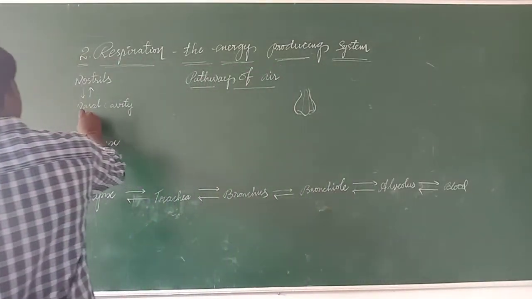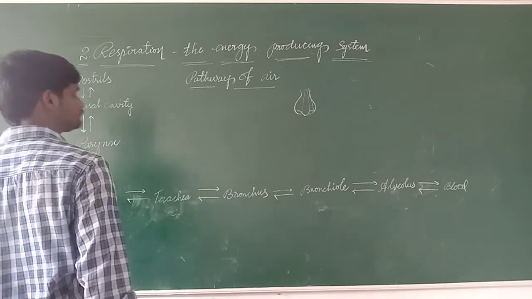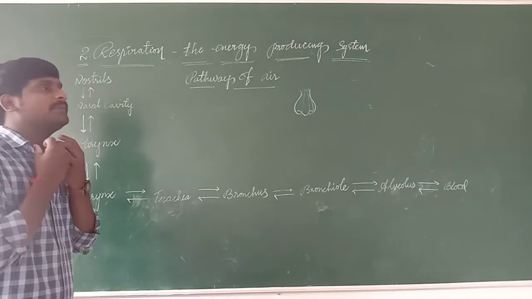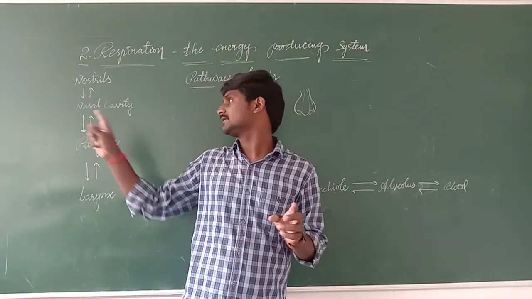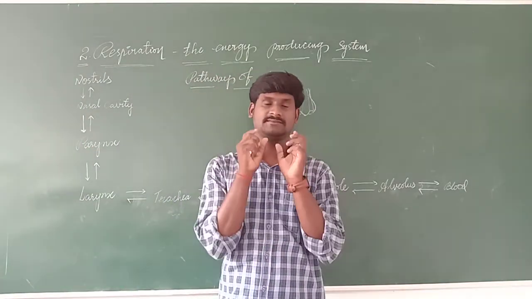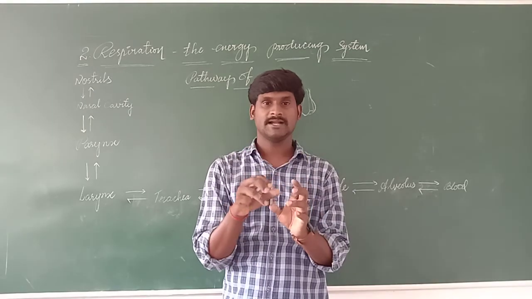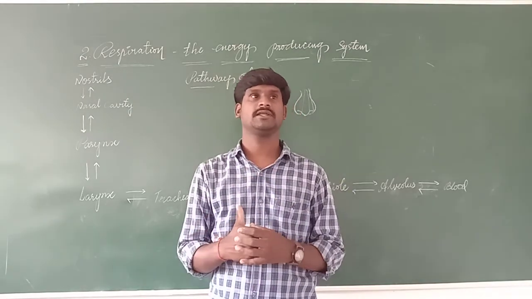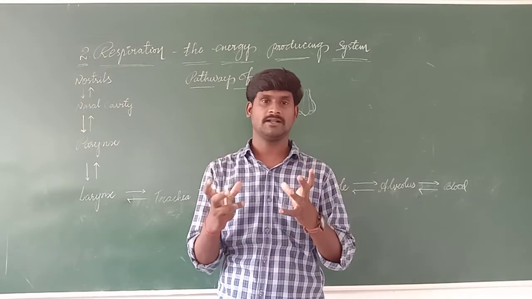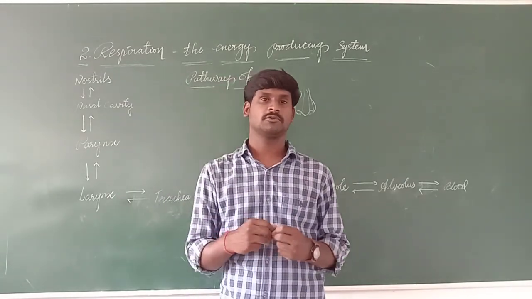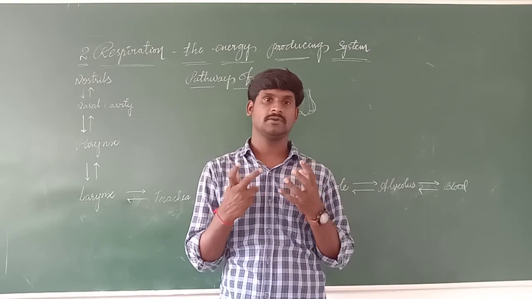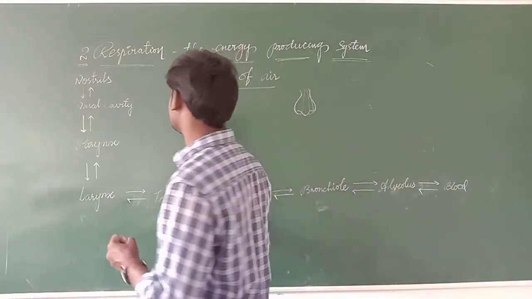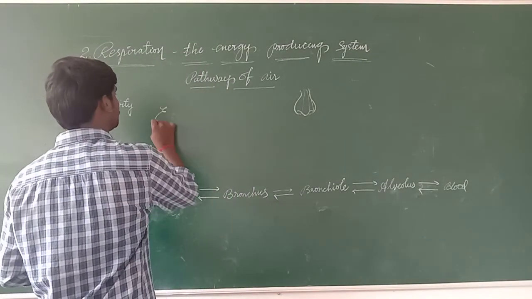And the next one is called the pharynx. After the nasal cavity comes the pharynx. It contains both the food pipe and also the windpipe; both are connected here only. In the pharynx, one type of specialized organ part is called the epiglottis.